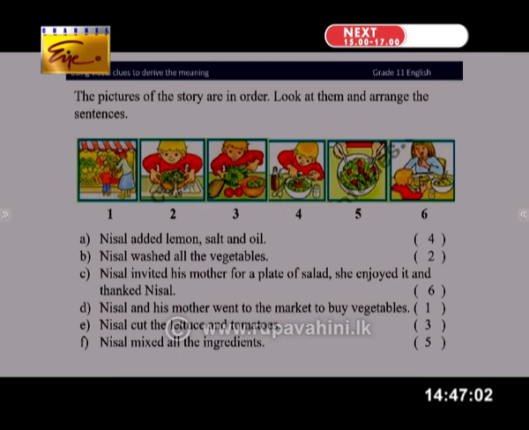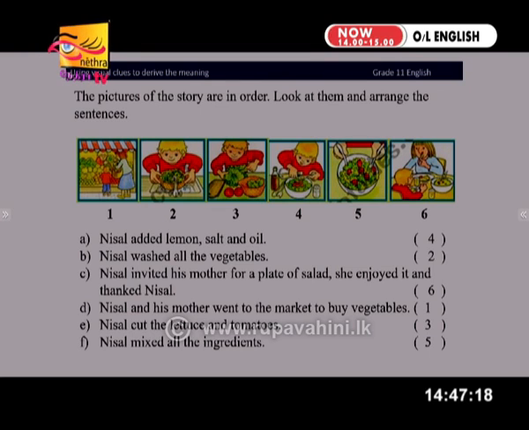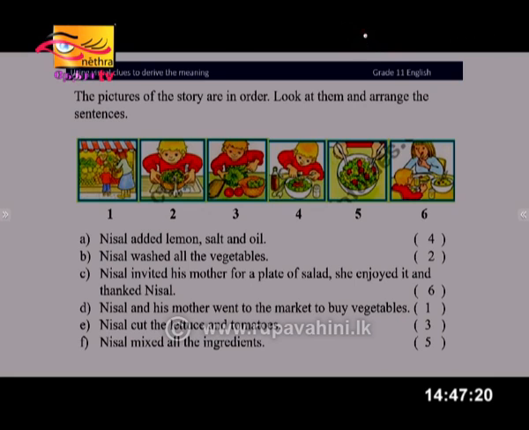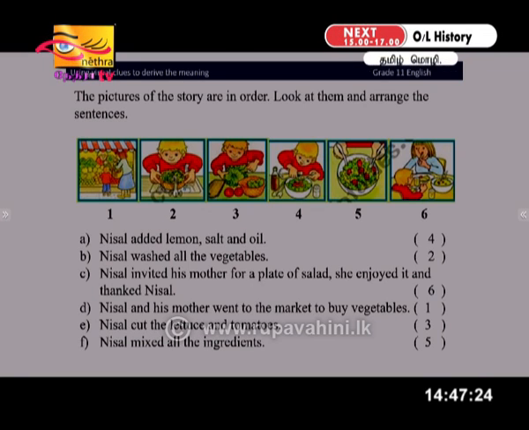3. Nisal cut tomatoes. 4. Nisal added lemon, salt and oil. 5. Nisal mixed all the ingredients. 6. And the last thing, what he has done is Nisal invited his mother for a plate of salad. She enjoyed it and thanked Nisal.